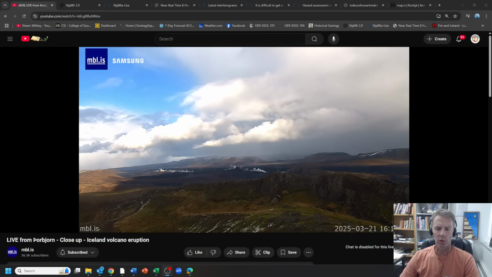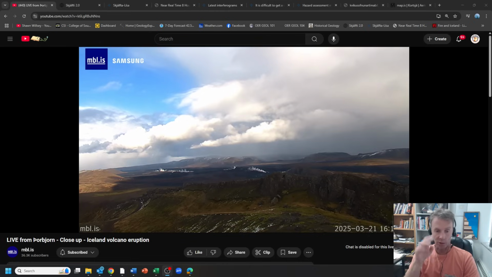Obviously, there's lots of folks that have been waiting and watching with bated breath to see what's going to happen next and where the eruption is going to be. How long will the fissure be? How much magma is actually going to erupt at the surface? These are all variables that are really impossible to quantify exactly.